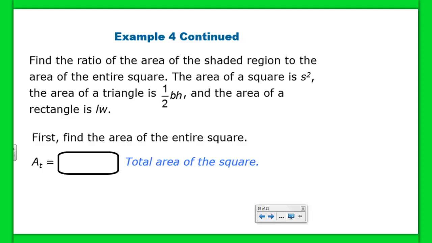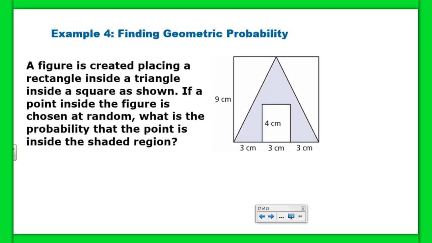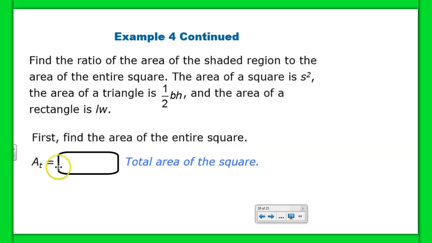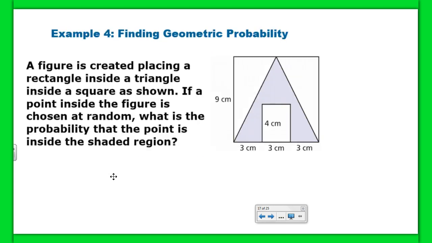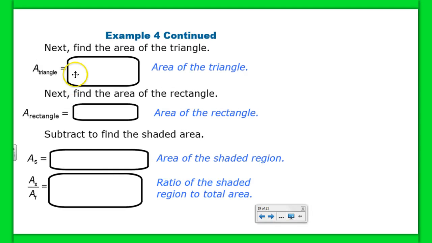The area of a rectangle is length times width, or base times height, right? So let's find the area of the entire square. And we can see that each side is 9. So the area of the square is 9 squared, right? Or 81. And these are centimeters squared. And so let's find the area of the triangle. And the triangle has a base of, that's right, 9, and the height of 9 as well, doesn't it? And so we can take half of 9 times 9, or 40.5.